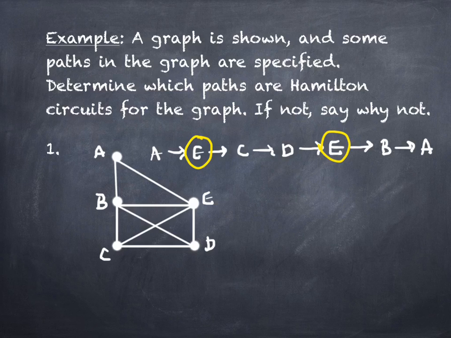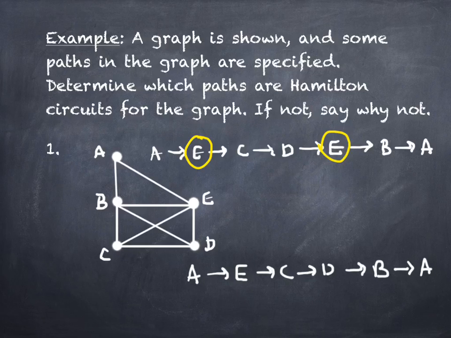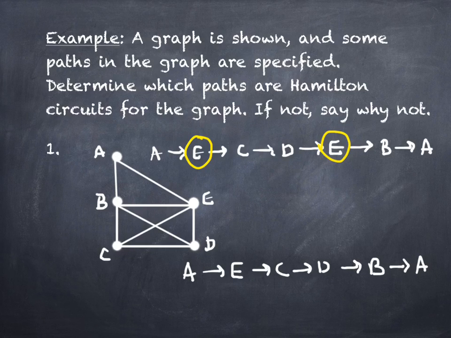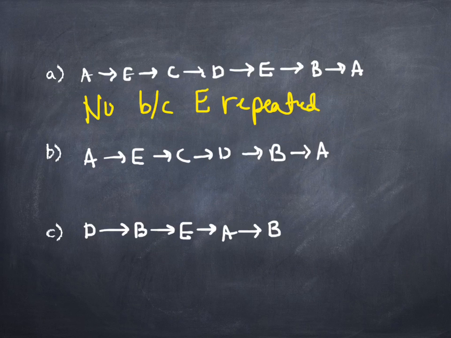Okay, let's try another one. All right, this one goes A to E, okay? Yes. E to C, C to D, D to B, B to A. Yes. So I hit every point. Did I hit every point? Yes. I know I didn't hit the points twice, but did I hit all of them? Yes. I started where I stopped too, right? They both started and ended at A. So this one is a Hamilton circuit. So this one is a yes.